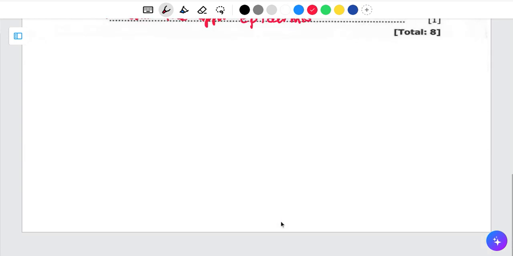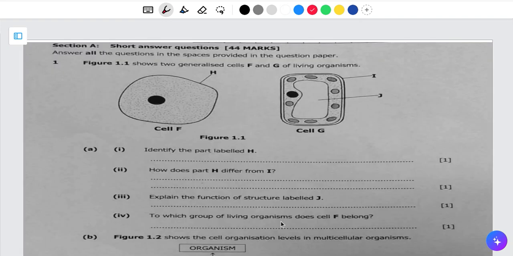Okay, so let's try to look at another one. Another one is also coming from cell specialization. It says figure 1.1 shows two generalized cells F and G of living organisms. So we have cell F and cell G. According to how these are appearing, which one is a plant cell and which one is an animal cell? This one is an animal cell because it has an irregular shape. And this is a plant cell because it has a regular shape.